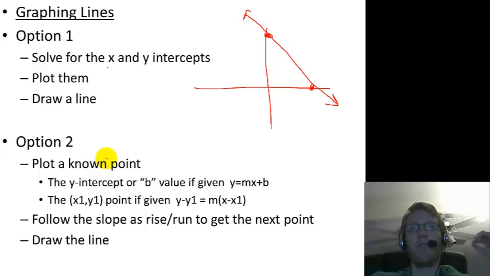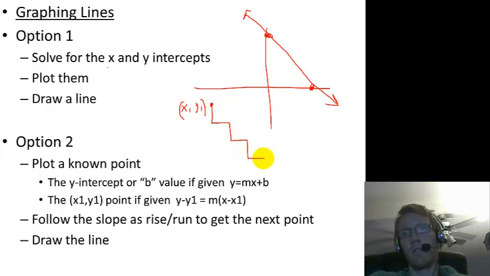Option 2, if you know a coordinate point, it could be the y-intercept or it could be any other point on the line, you can start by plotting a known point. So say I plot this known point, x1, y1. And then if I know the slope, I can do rise over run. So maybe it's a negative slope, so I go down and over, down, over, down, over. And I just keep following that same slope. And then I have whatever my line is going to be.